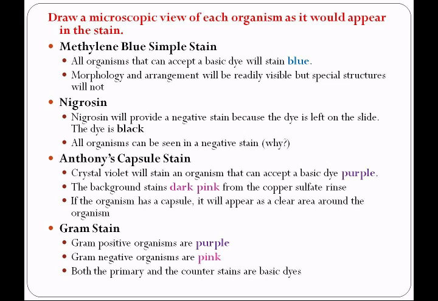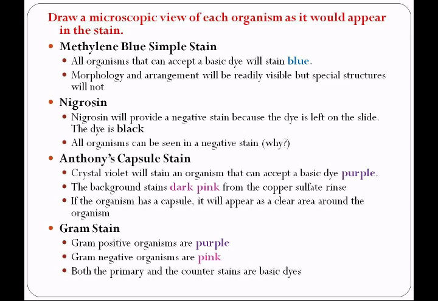But if the organism can pick up a basic dye, gram-positive organisms will stain purple with crystal violet. Gram-negative organisms will lose that purple color in the alcohol rinse and will pick up the counter stain, which is safranin. Safranin is a pink color. It's important to remember that both the primary stain and the counter stain are basic dyes.